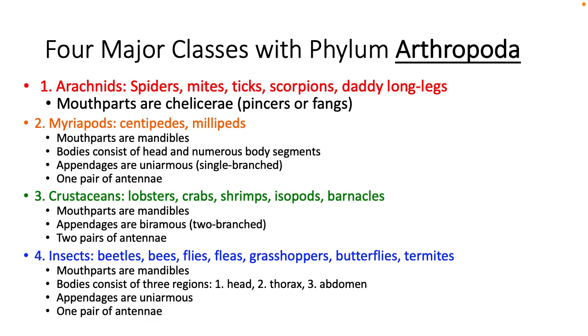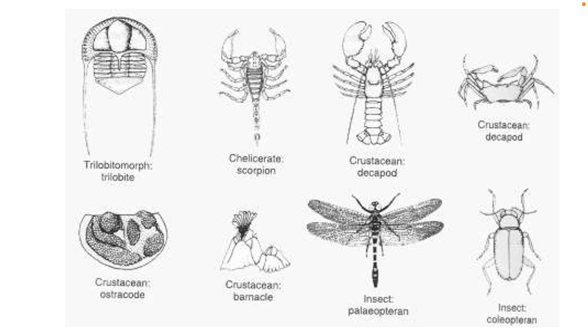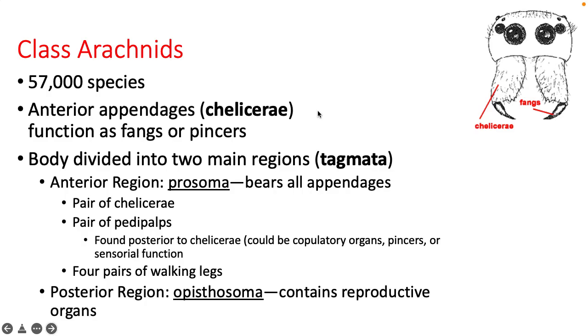Okay, so starting off, these are just some examples of the classes we're going to get through. I'll talk about crustaceans and focus on barnacles. I'll just generalize insects. Some more crustaceans, I will talk about the decapod just because you're going to be able to dissect one. But arachnids are up first.